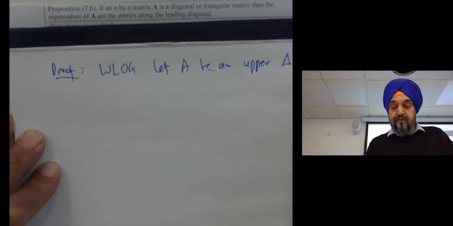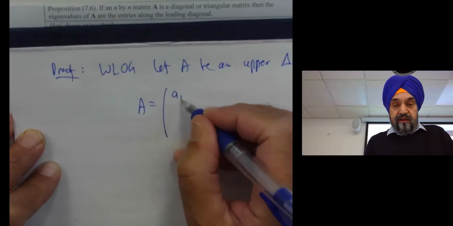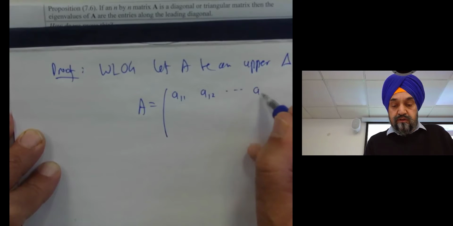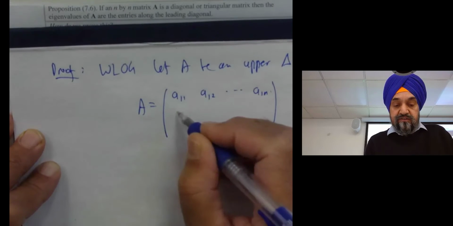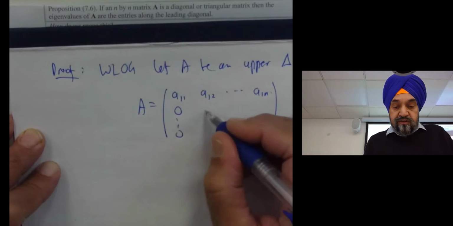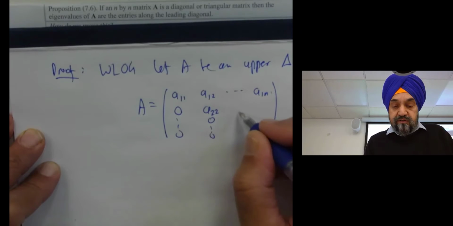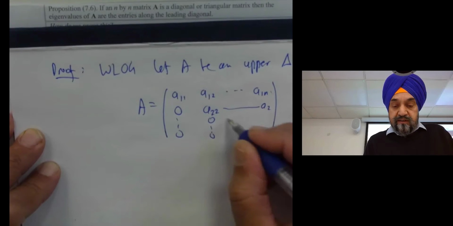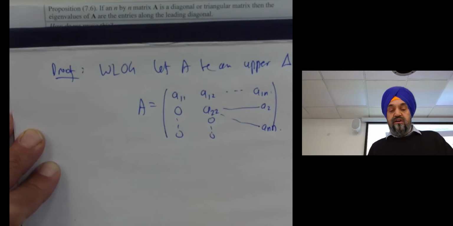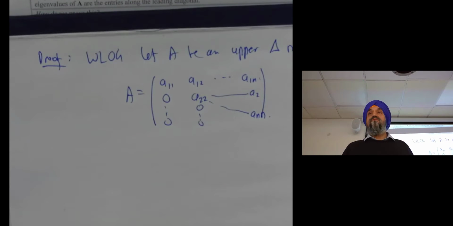All right, so let A equal, let's say, A11, A12, up to A1n. It's upper triangular, so it's going to be 0 there. It's going to have zeros all the way: 0, A22, and so on to A2n, with 0, 0, down to Ann. Now I want to show, what do I want to show? What is required to prove?